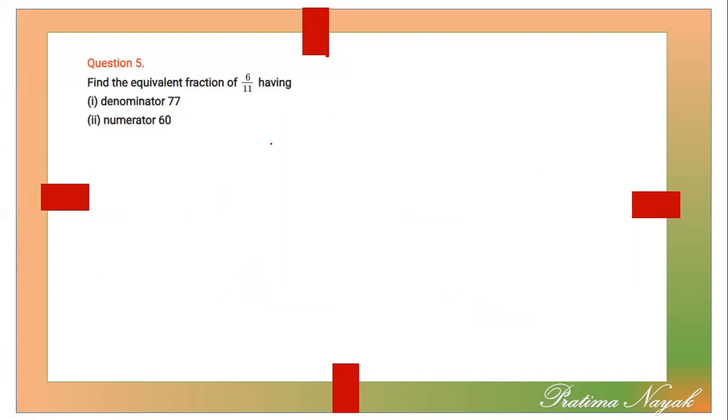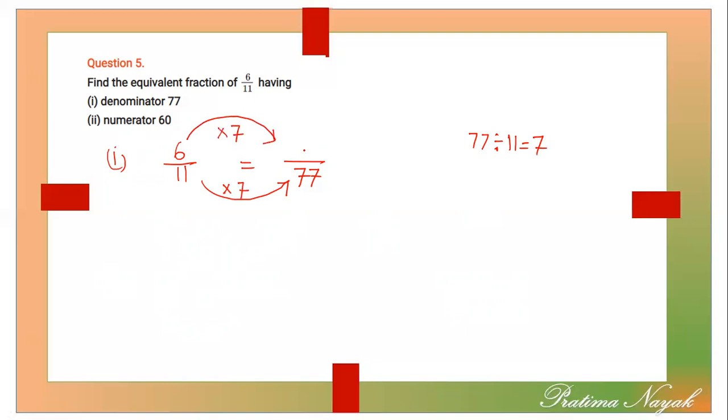Question number 5. Find the equivalent fraction of 6 by 11 having denominator 77. 6 by 11, we will make the denominator 77. Can you think of it now? Yes. 11 times 7 is 77, or 77 divided by 11 is 7, to find how much is multiplied here. It is 7 only. So the same thing I'll multiply in the numerator. So it will be 6 times 7, which is 42. So 42 will be the numerator. So the answer is 42 by 77.